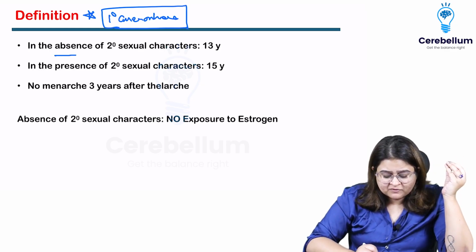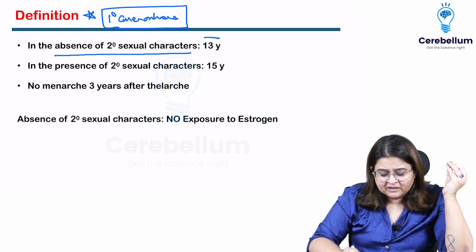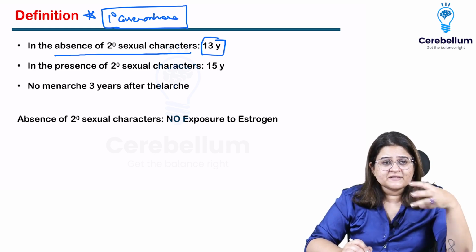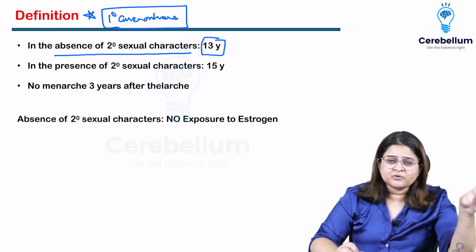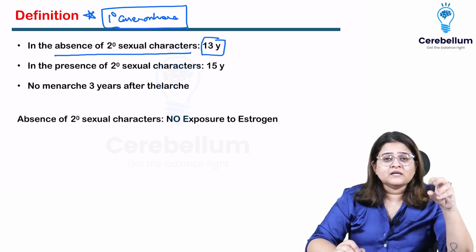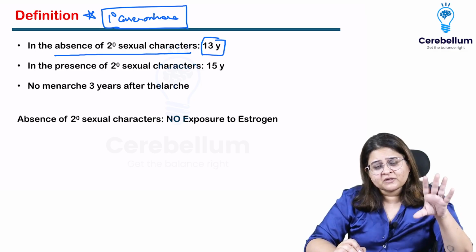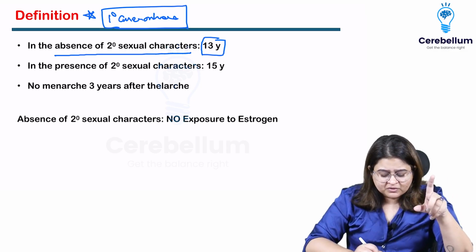So in the absence of secondary sexual characters, we take the cutoff as 13 years. But suppose the same 13-year-old girl, you examine her, and you find breast development is there, pubic and axillary hair has started to grow, then what do you do? Then you will say, don't worry, let's wait for some more years. If she doesn't get her period, come back at 15 years. So this is what it is.